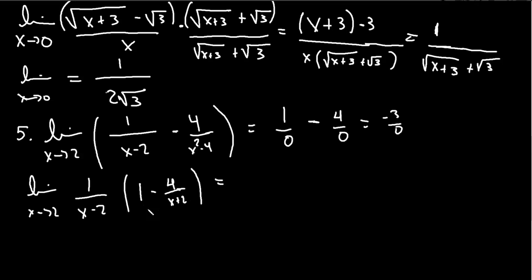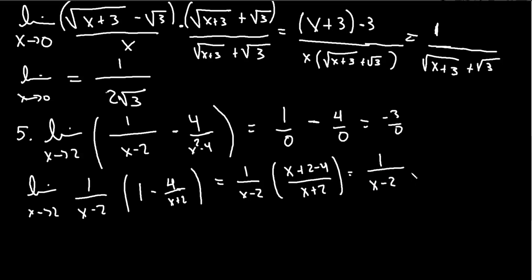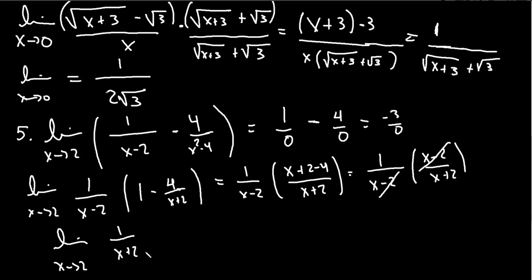Alright, if I get a common denominator here, so I'll make this denominator x plus 2, you get the following: x plus 2 minus 4 over x plus 2, which turns to 1 over x minus 2 times x minus 2 over x plus 2. There, now I can cancel stuff out, right? This term. And now the limit as x approaches 2 of 1 over x plus 2 is 1 over 4. Phew.